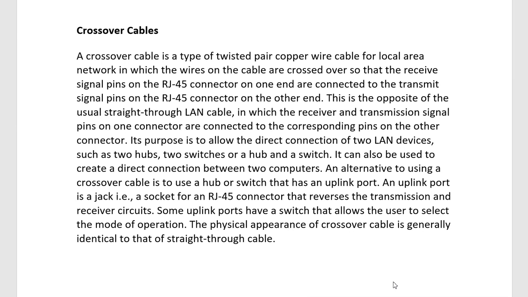The physical appearance of a crossover cable is generally identical to that of the straight through cable. So this looks the same, where you have the cable connected with the RJ45 connector. It looks similar to this, but the color coding is different. The color coding is changed, and it is actually crossed from the straight through cable. So on one side you will see the straight through standard, and on the other side of the cable you will see the crossover of the color codes.